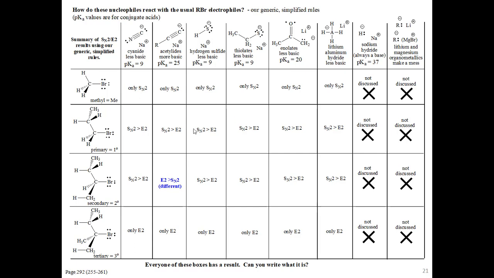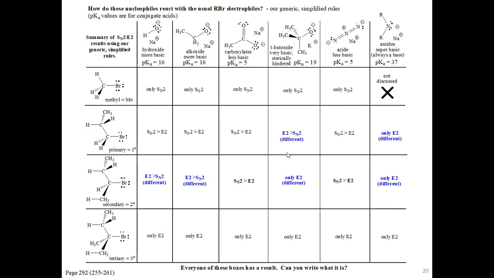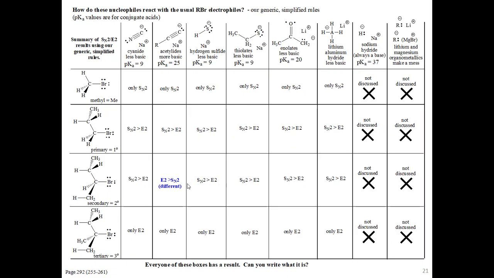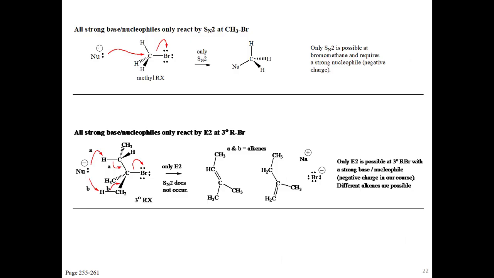Remember, methyl and tertiary are absolutes. My primary is almost always the same except T-butoxide. And then secondary has a few exceptions back and forth that you've got to keep track of. It depends on how sterically big and how basic the nucleophile base is.